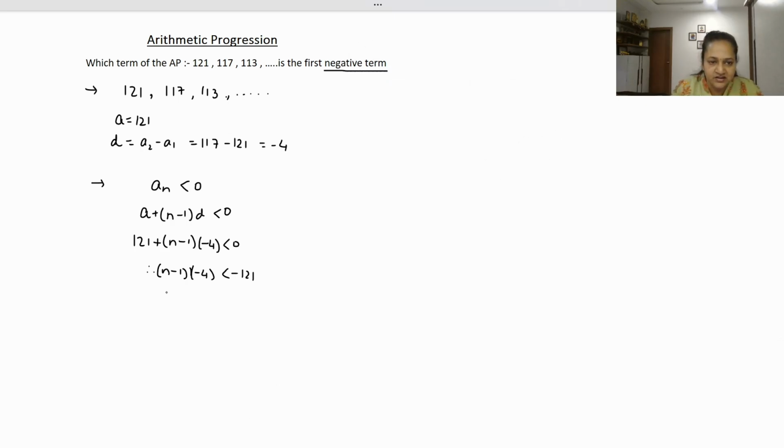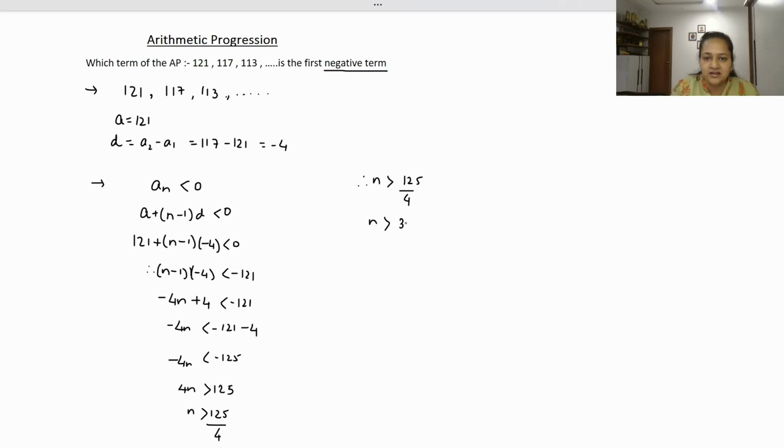So when we write this, we are going to have minus 4n, minus into minus is plus 4, is less than minus 121. So you have minus 4 less than minus 121, minus 4, which is minus 125, is minus 4n. Now when I multiply with minus 1, the inequality changes. We'll have 4n is greater than 125. So n is greater than 125 by 4. N is greater than 31 1 by 4, and n stands for the position.